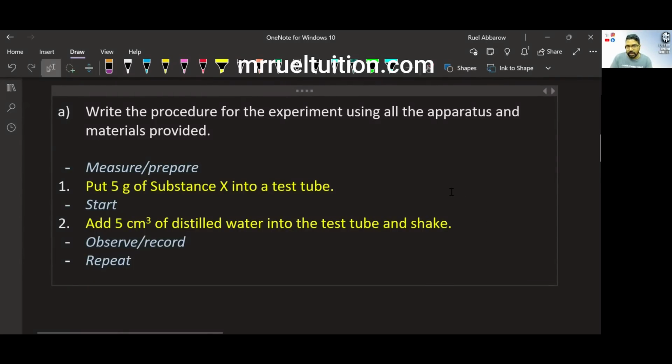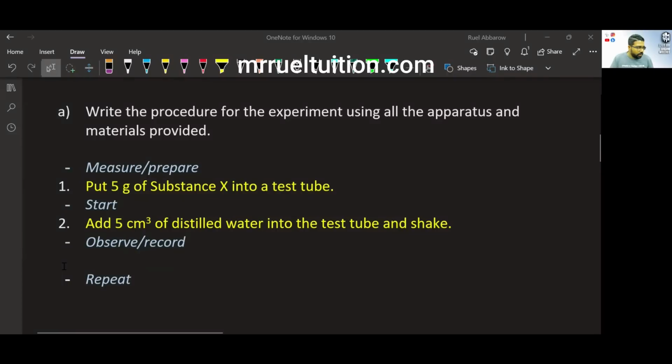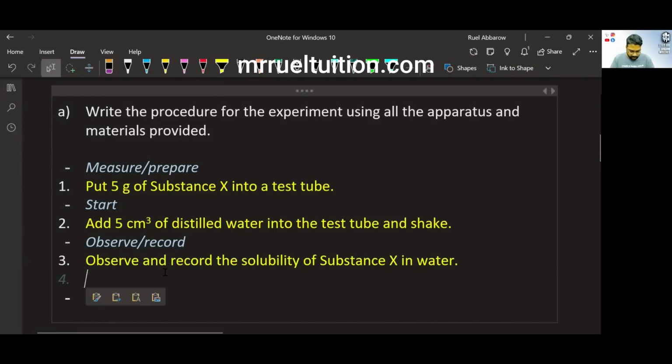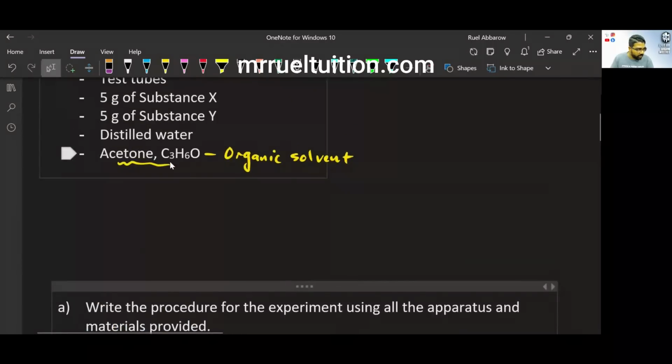There's nothing left to do but to observe. So what are we going to observe here? What is the data that we want to collect? Whether it's soluble or not. So observe and record the solubility in water. So far, we've only done water. But don't forget, we also have to study the solubility in organic solvent, in acetone.